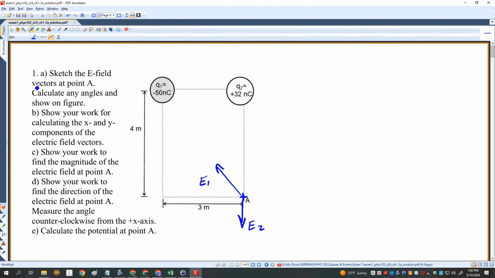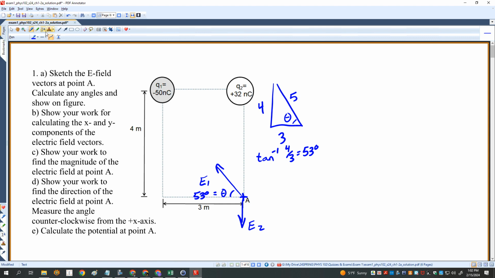Now I also want to calculate any angles. That would be this angle right here. Recognize that that is a 3, 4, 5 triangle, and I want to know what this angle is. So I do the inverse tan of opposite over adjacent, or 4 over 3, and that's going to be 53 degrees. So that angle is 53 degrees.